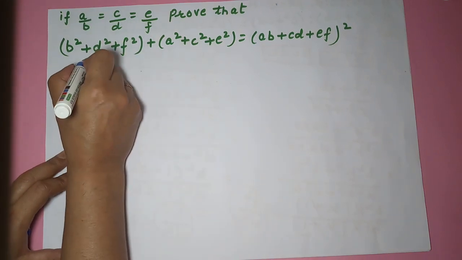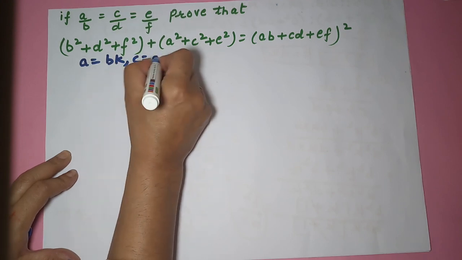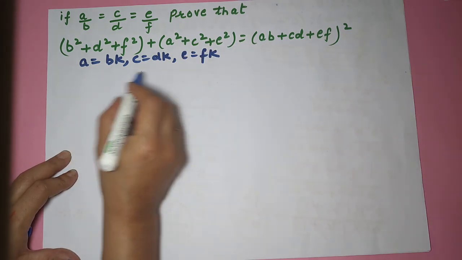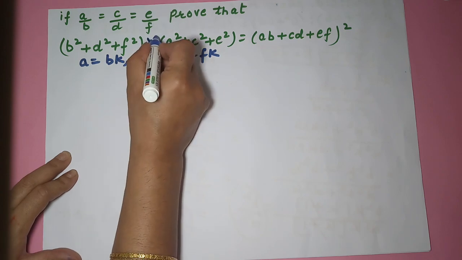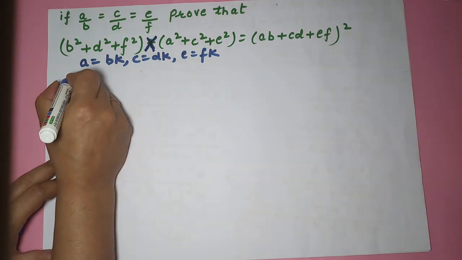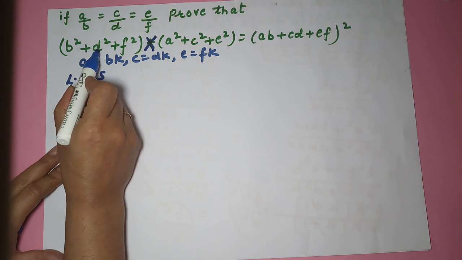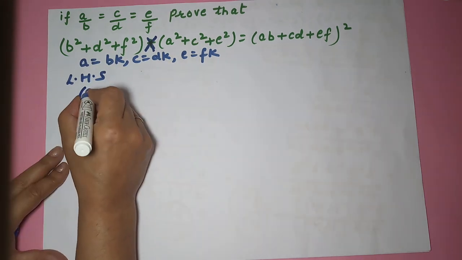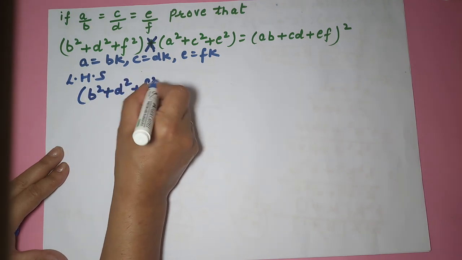Now we are clear that my A is BK, my C is DK, and my E is FK. We are going to replace only these in the questions. So here there is one correction. Instead of plus, this is multiplication. Let me take the left hand side here first. I have b square plus d square plus f square. What does that mean? I have to keep it as it is. I don't have to change b square, d square and f square.